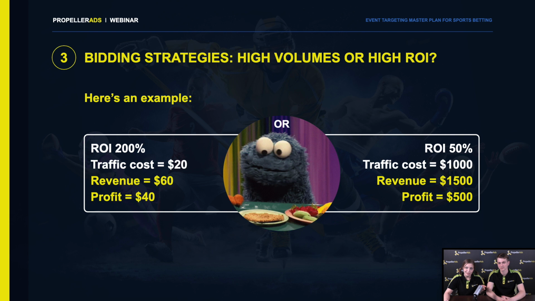Spending $20 with ROI of 200%, you get $40 of profit, which is okay. And investing $1,000 with a ROI of 50%, which is 4 times less than in the previous example, you get $500 of profit. It's up to you. You may choose to invest the minimum and get the profit anyway with a great ROI, and make more profit by investing more. So it's absolutely up to you.